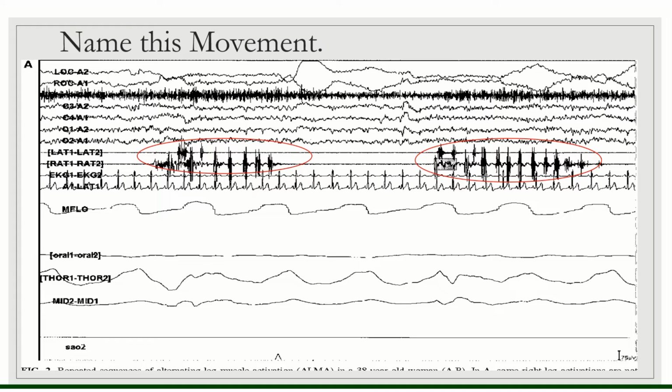So what do you think this movement is? Just take a second. Also, what stage of sleep do you think the patient is in?